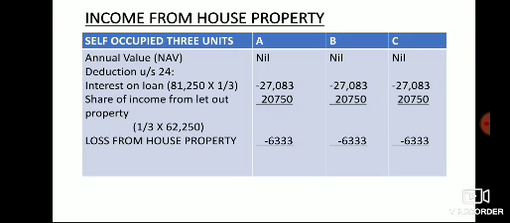Share of income from let out property. This is the income from let out property. The total of 62,250 will be shared separately among A, B and C, which will come to 20,750 each. Therefore, after deducting, you will get a loss from house property of 6,333. So A, B and C incur a loss from house property of rupees 6,333.